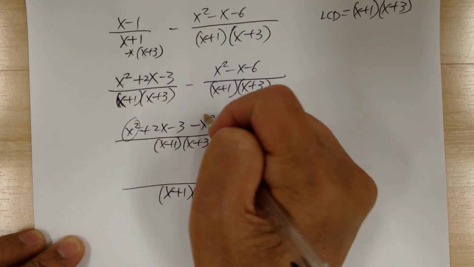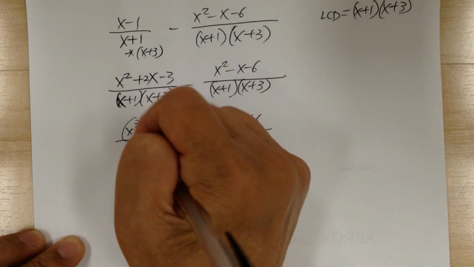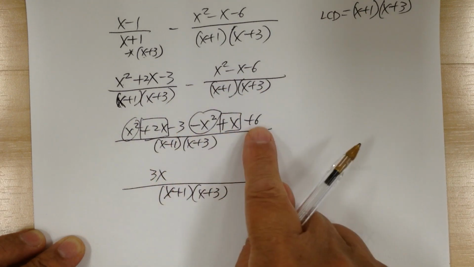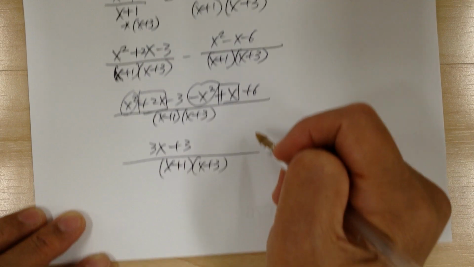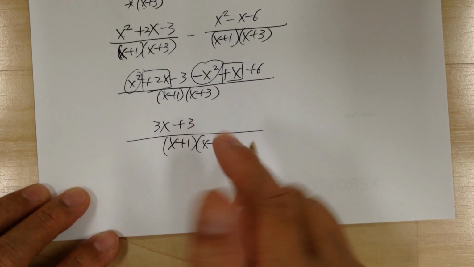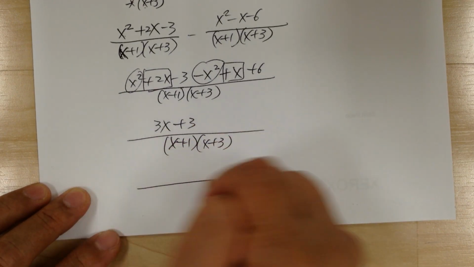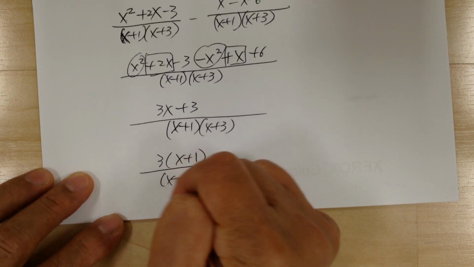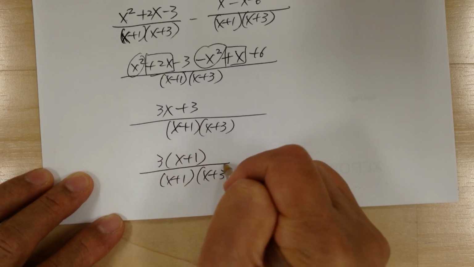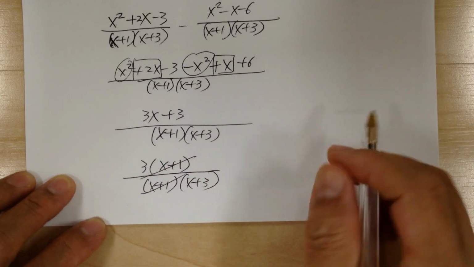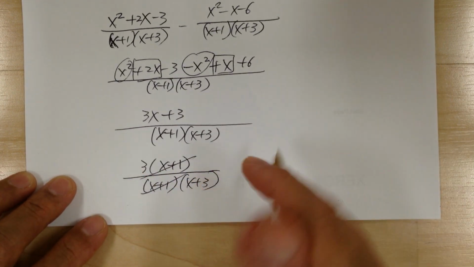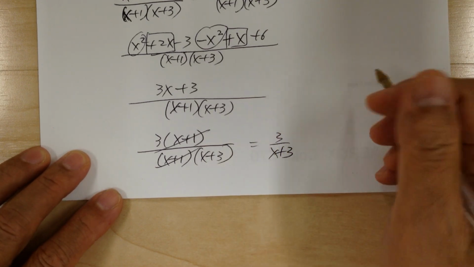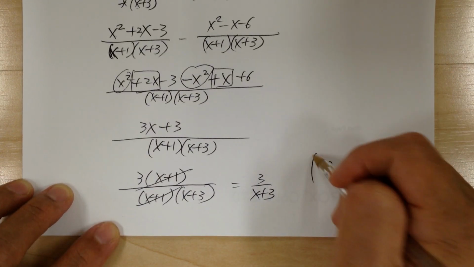Okay, so this one and this one cancel out. Okay, this one and this one, you get 3x. And the leftover will give you plus 3. Then after that, you have to factor. Okay, so you can go and factor out the 3. So you get x plus 1. And on the bottom, you get x plus 1, x plus 3. So this will cancel out. So you got 3 over x plus 3. And look for the answer. This would be answer C.